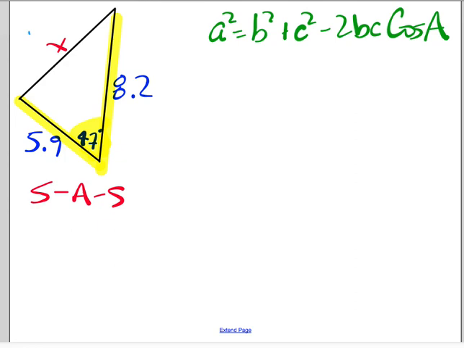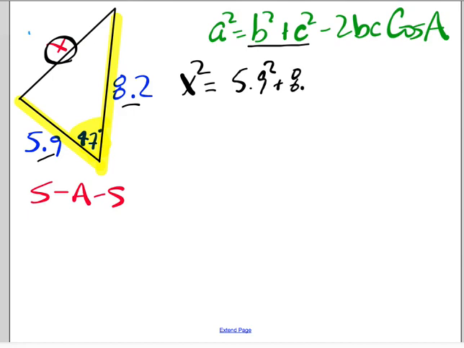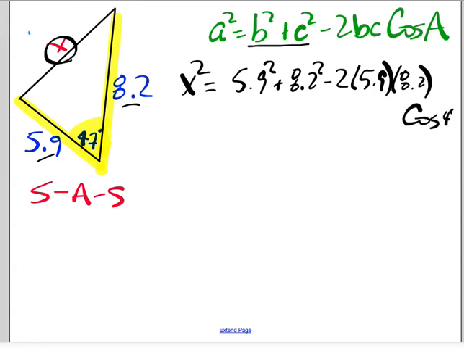So again, what I do is I simply put in the values. I'm looking for x squared, so I'm going to put x squared equals, and again, these two numbers, it doesn't matter if it's 8.2 or 5.9 in any order. So I'm just going to go 5.9 squared plus 8.2 squared, subtract 2 times 5.9 times 8.2 times the cosine of 47. All right?